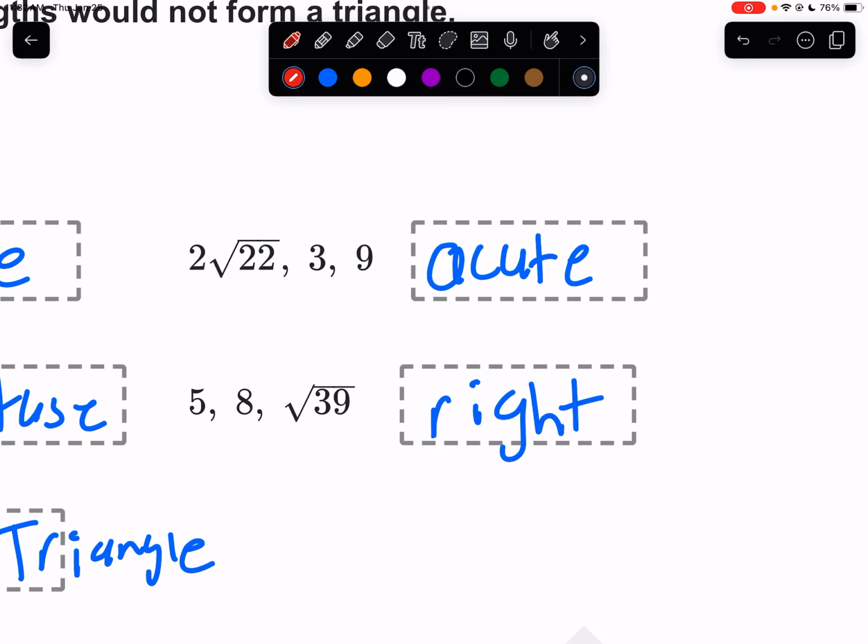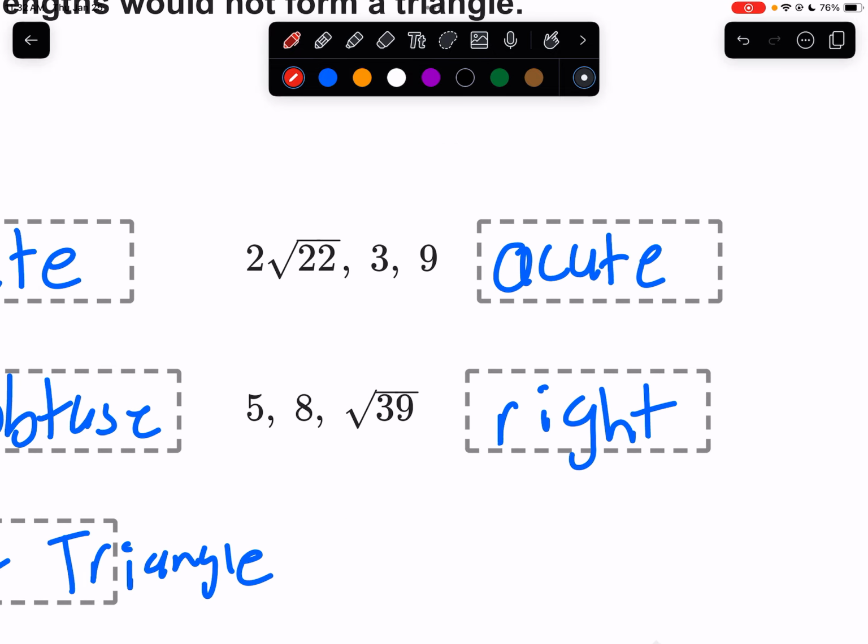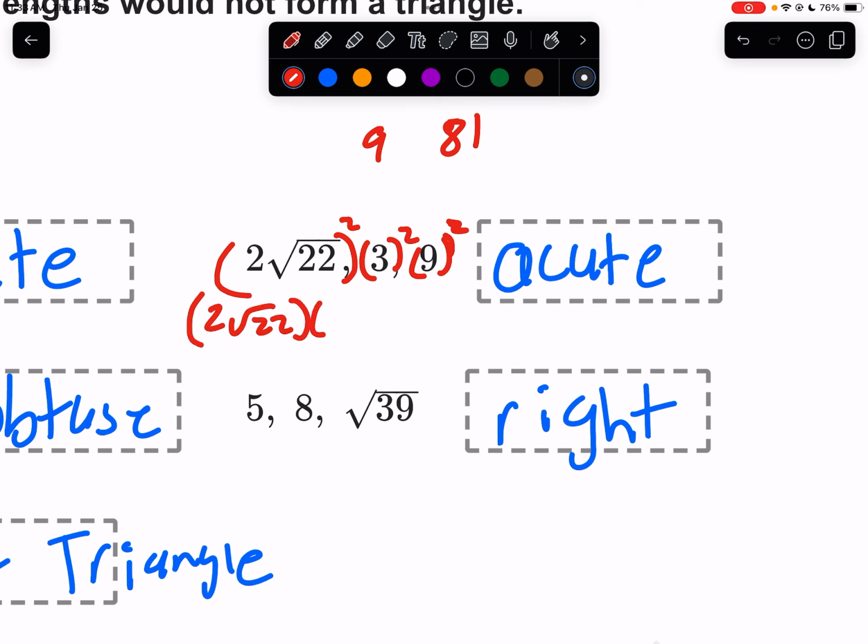Here, I told you that if it has a square root in it, you can assume it's going to work. So this one, we know it's going to work. So square these numbers out to figure out which one's the biggest. Well, 9 squared is 81. I got a feeling that's the biggest. 3 squared is 9. What is this? This is 2 root 22 times 2 root 22. That's 2 times 2 is 4. Root 22 times root 22 is whole number 22. That is 88. Whoa!